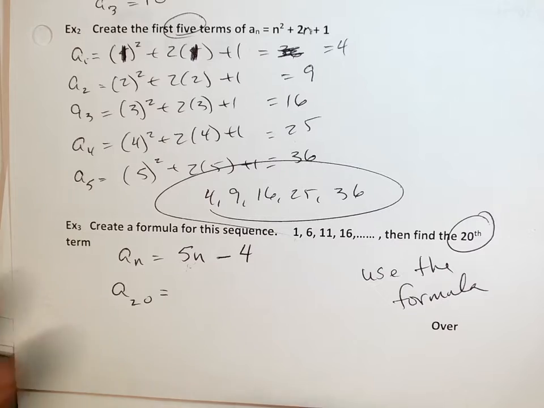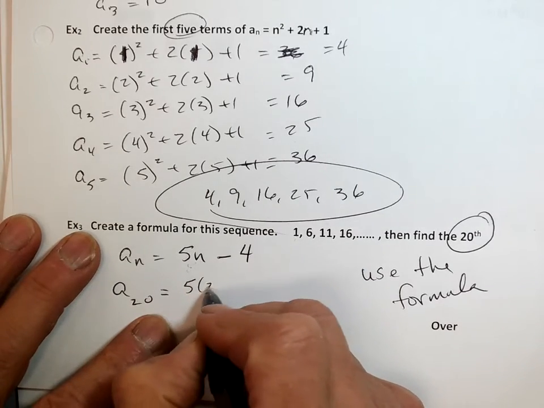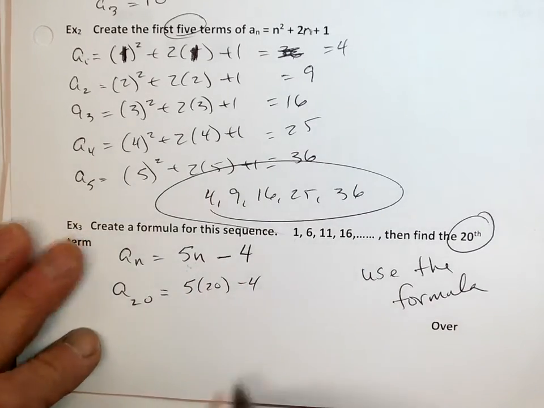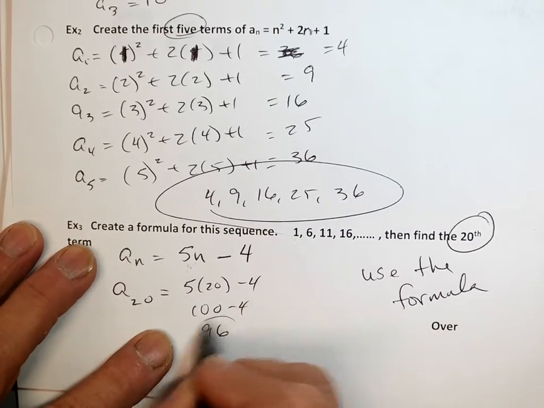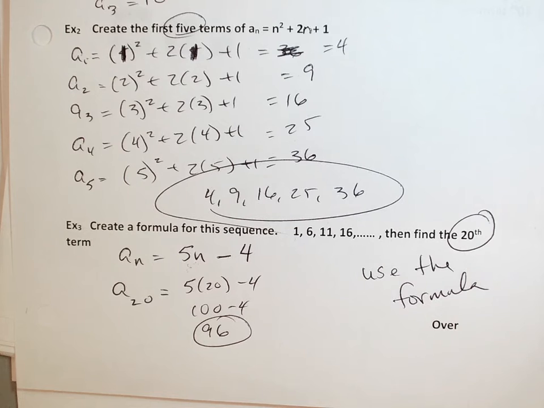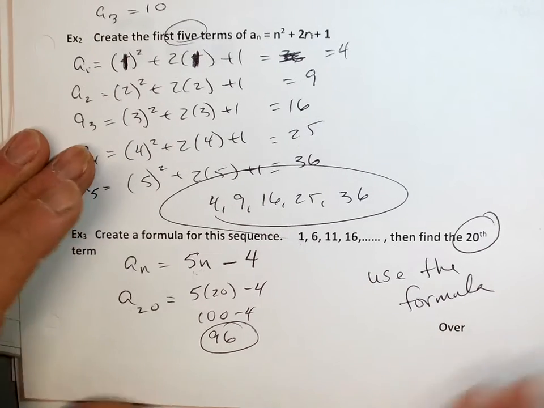Just plug in 20. I get 5 times 20 minus 4. I get 100 minus 4, which is 96, right? Oh, that was great. Once you get a formula, you go straight to it, okay? Thumbs up. Thanks, Julia. Okay, ready to turn it over?